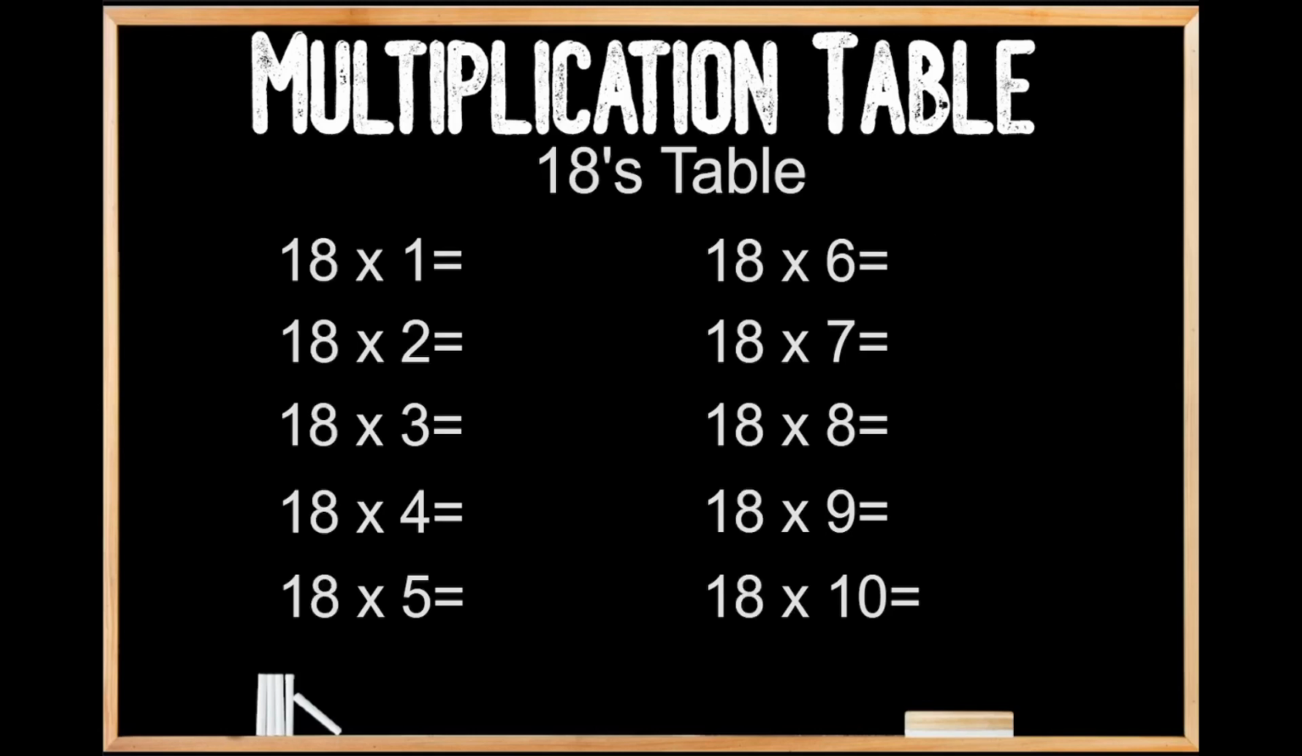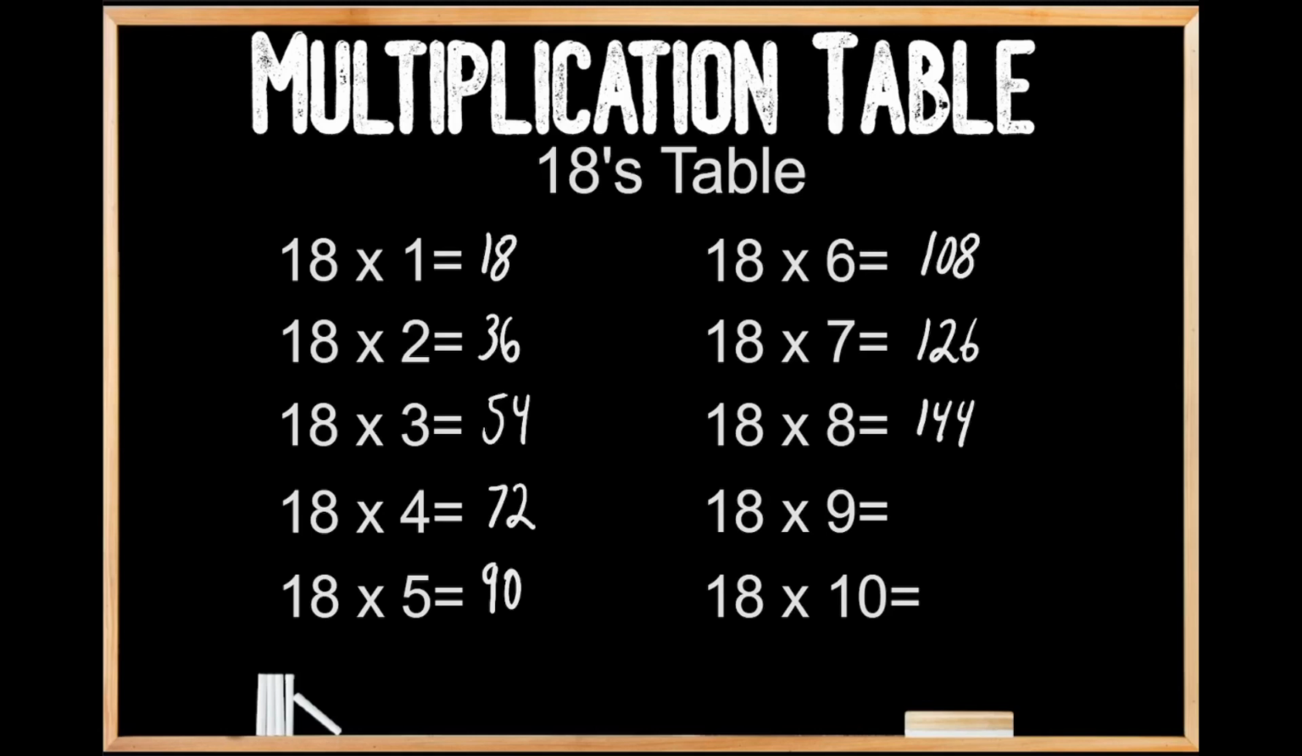18's table. 18 times 1 is 18. 18 times 2 is 36. 18 times 3 is 54. 18 times 4 is 72. 18 times 5 is 90. 18 times 6 is 108. 18 times 7 is 126. 18 times 8 is 144. 18 times 9 is 162. And 18 times 10 is 180.